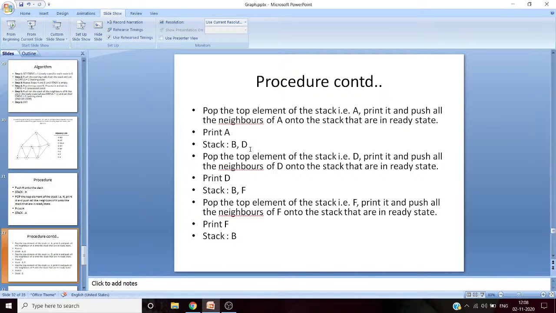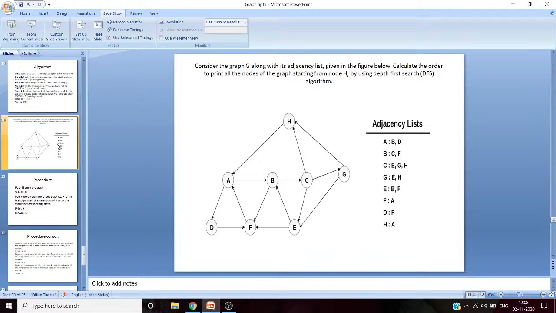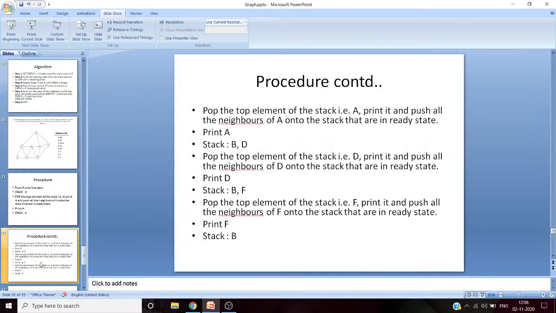Okay. Now top of the stack is D. We will print D. Before that, we will check the adjacency list. D is having F as its neighbor. We will print D and push F in the stack.